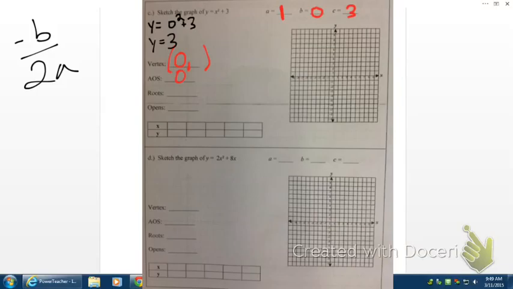Okay, so yeah, guys, if you put in 0 for x, well, 0 squared is 0 plus 3. Your y value is going to be 3. Okay.